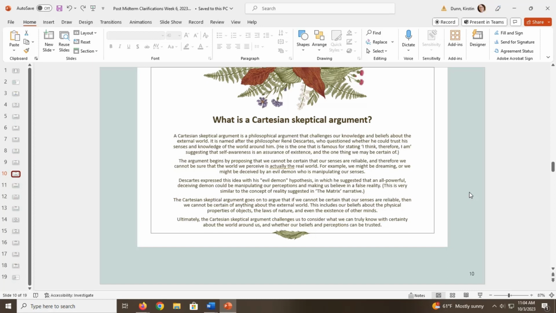The Cartesian skeptical argument goes on to argue that if we cannot be certain that our senses are reliable, then we cannot be certain of anything about the external world. This includes our beliefs about the physical properties of objects, the laws of nature, and even the existence of other minds. Ultimately, the Cartesian skeptical argument challenges us to consider what we can truly know with certainty about the world around us and whether our beliefs and perceptions can be trusted.